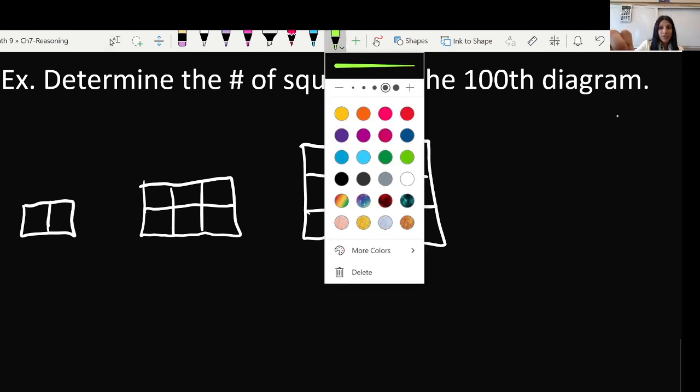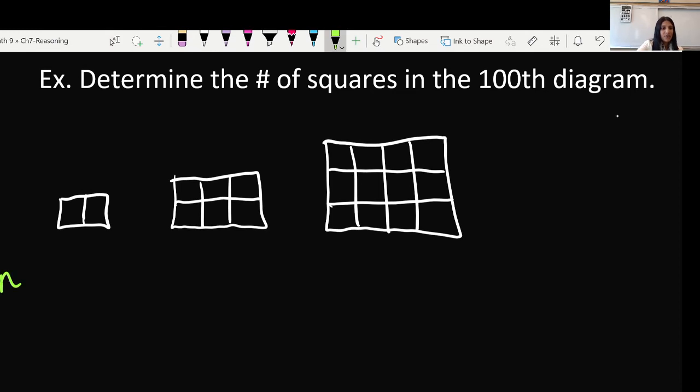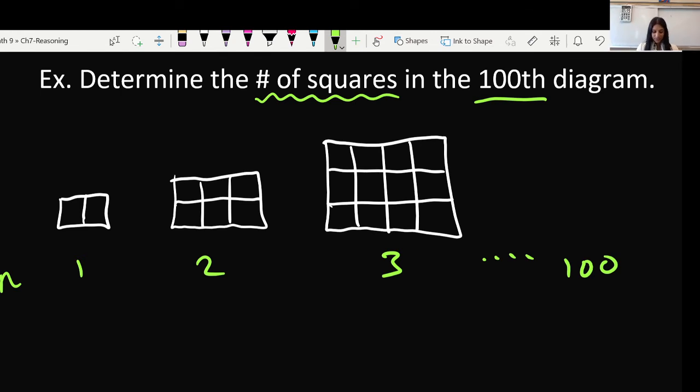We can use a similar approach. So we do again want to use our figure number. So that's going to be 1, 2, 3, and then we're eventually looking for the 100th one. That's what it's asking for here. And this time we're looking for the number of squares. So I am going to draw just the number of squares here, and then we'll fill this in kind of like we're doing a chart. So here we'd have 2, here we'd have 2, 4, 6, and here we'd have 3, 6, 9, 12.